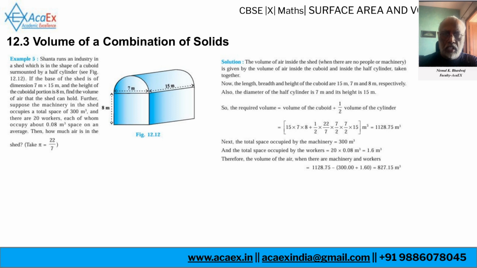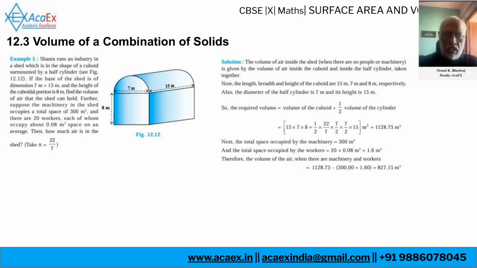The calculation is 15 times 7 times 8 plus 1/2 times 22 divided by 7 times 7 divided by 2 squared times 15. The total volume of the shed is 1,128.75 cubic meters. Now, if machinery occupies 300 cubic meters and 20 workers each occupy 0.08 cubic meters, for a total of 1.6 cubic meters, how much air is left?